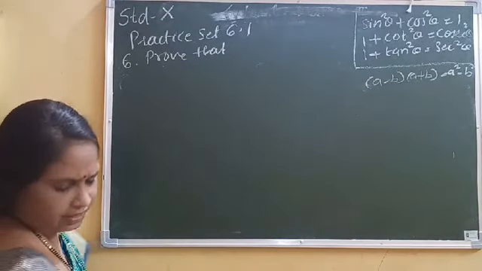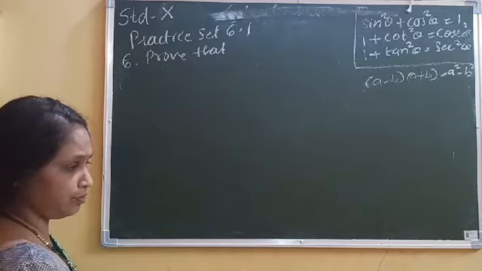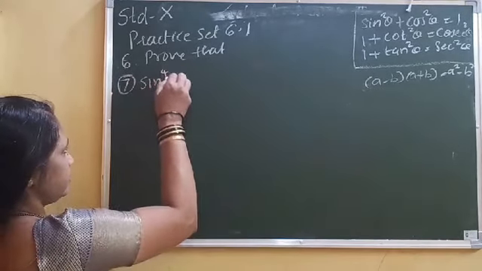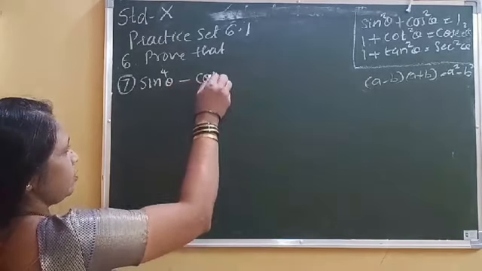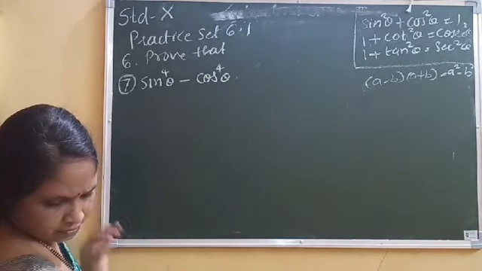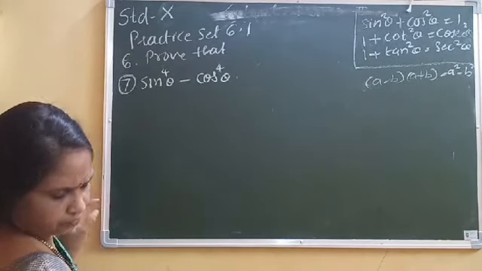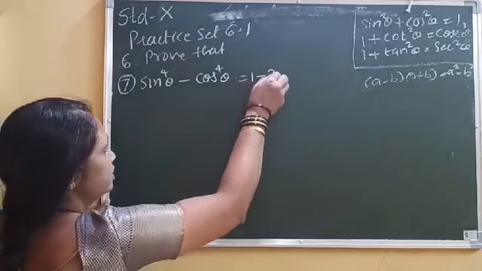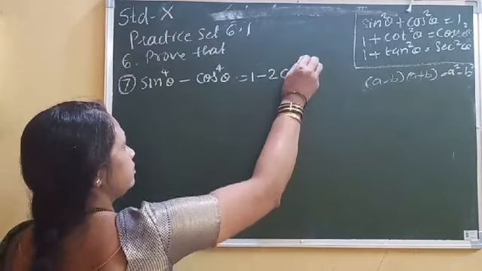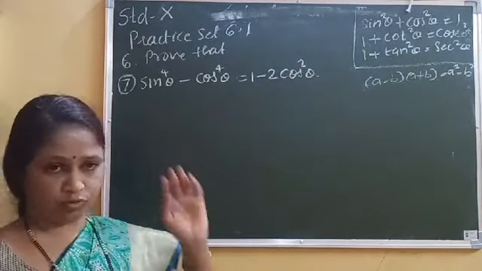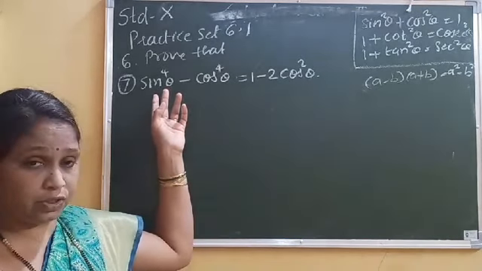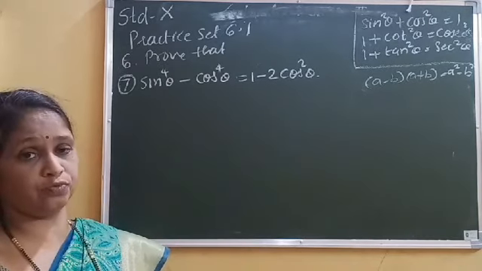The 7th example, see, in the textbook it is given wrong. Actually the 7th question is sin raised to 4 theta minus cos raised to 4 theta, which is equal to 1 minus 2 cos square theta. See, in the textbook the question is given wrong. Actually the question is sin raised to 4 theta minus cos raised to 4 theta.